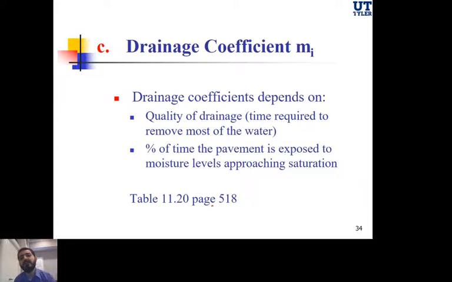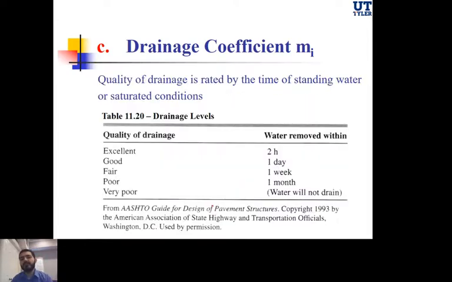The other factor that the drainage coefficient depends on is the percent of the time the pavement is exposed to moisture levels approaching saturation. For example, how many months of the year is the structure saturated? Is it 1 month, 2 months, which is a good thing, or is it 10 months out of 12? So Table 11.20 on page 518 will explain this to you here.